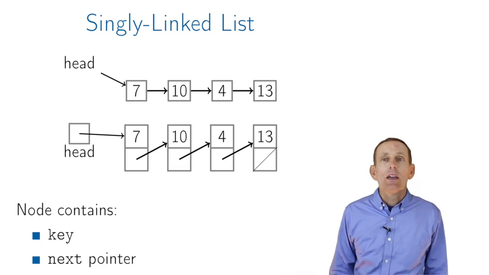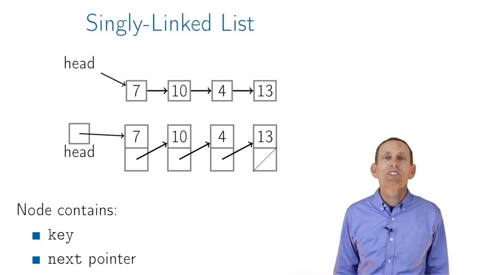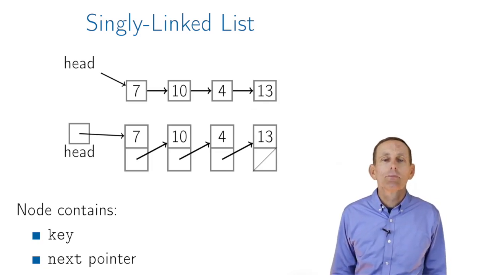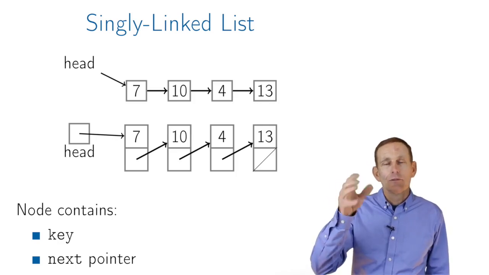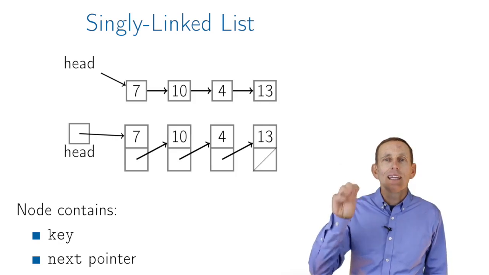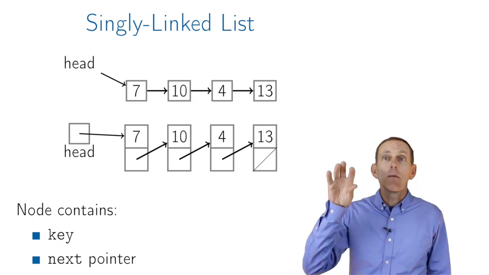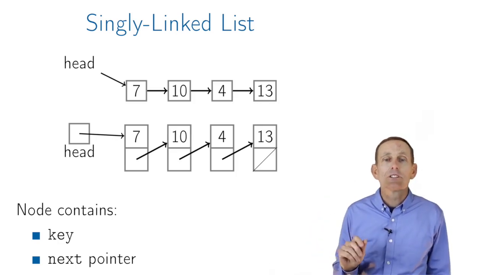So here in our top diagram, we show head points to the node containing 7, points to the node containing 10, points to the node containing 4, points to the node containing 13, doesn't point anywhere. How this actually works is that a node contains a key, which in this case is these integers, and a next pointer. The diagram below shows more detail of what's going on.